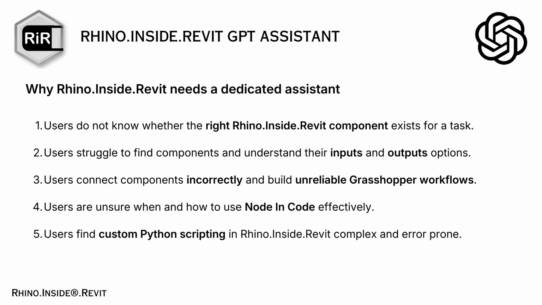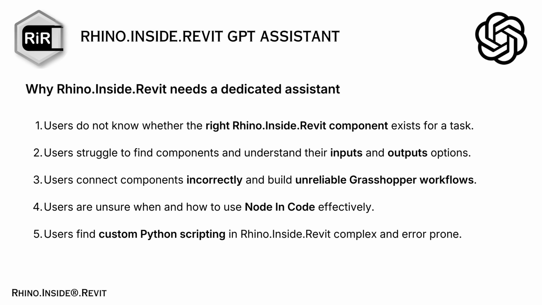Another common challenge is Node in code. Users are unsure when it should be used and how it fits into a real workflow. They do not know which references are required, how to write the correct component names, or what the correct order of inputs should be, because all of this directly affects execution. Custom Python scripting adds even more complexity. Users are unsure which assemblies to reference, when a transaction is required, and how to convert geometry correctly between Rhino and Revit. This is exactly why we decided to release the Rhino.Inside GPT Assistant.